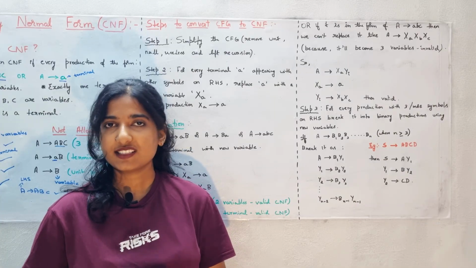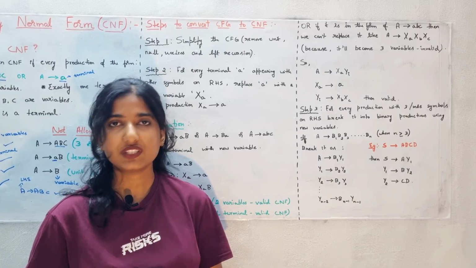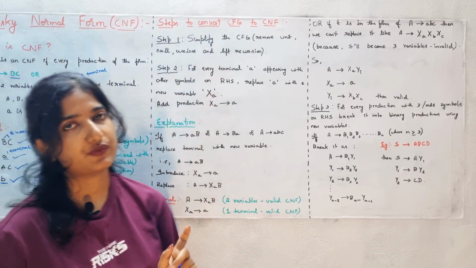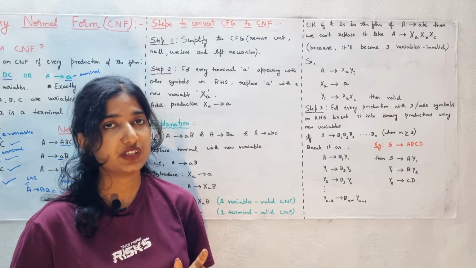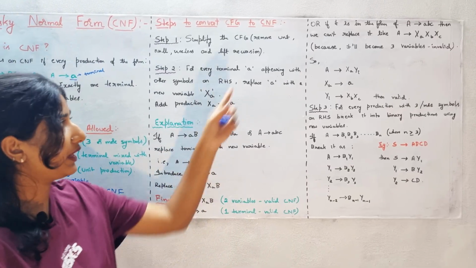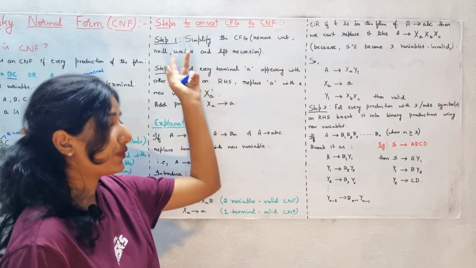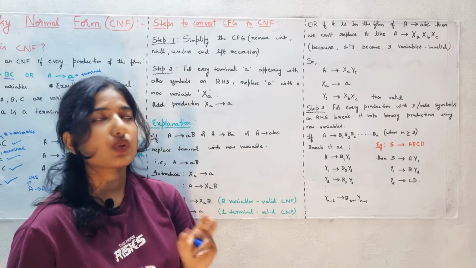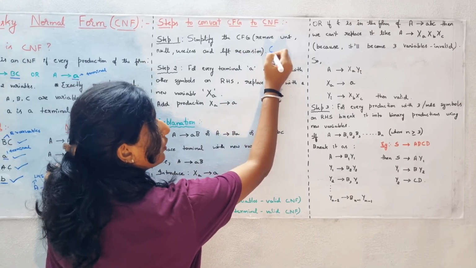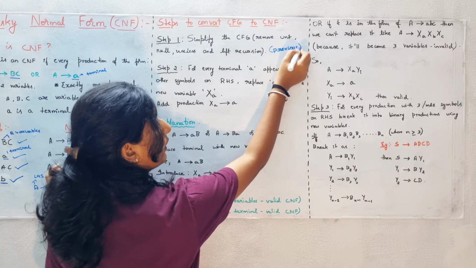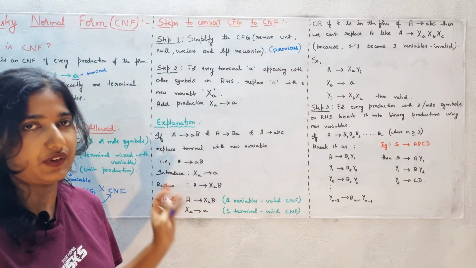Okay, there are three steps to convert CFG to CNF. Okay, so the first step is simplify the CFG. This is being discussed in previous videos, right? So how to simplify the CFG? By removing unit production, epsilon production, useless production and left recursion. So go through the previous video if you want to know how to simplify. Okay, so this one should be simplified at first.